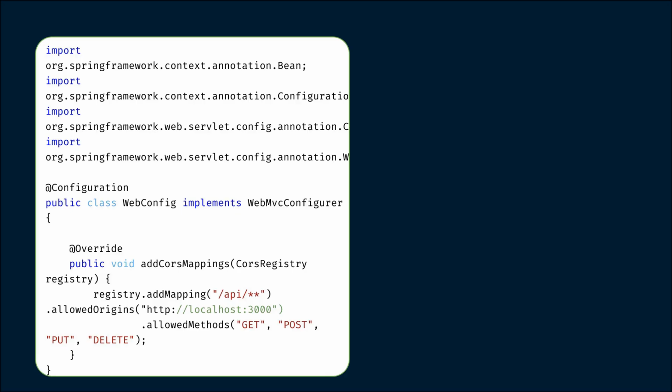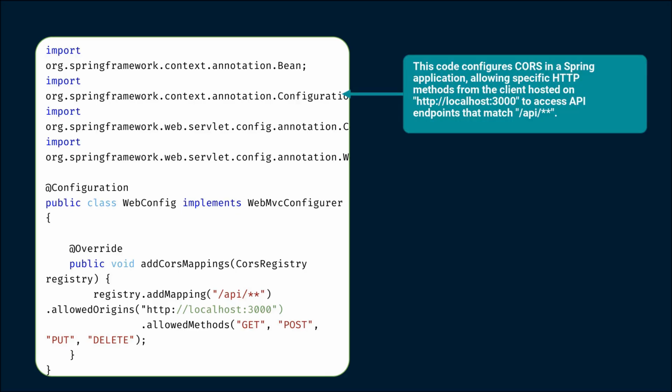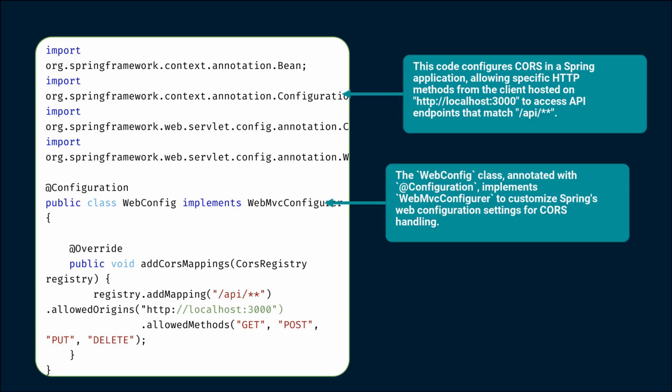Next, we will implement a configuration class to enable CORS for our API. This is crucial when your front-end runs on a different domain or port, as it allows the front-end to interact with the back-end without running into cross-origin issues. Here, we define a class annotated with @Configuration to specify that it provides Spring configuration. By implementing WebMvcConfigurer, we gain the ability to customize the Spring MVC configuration.